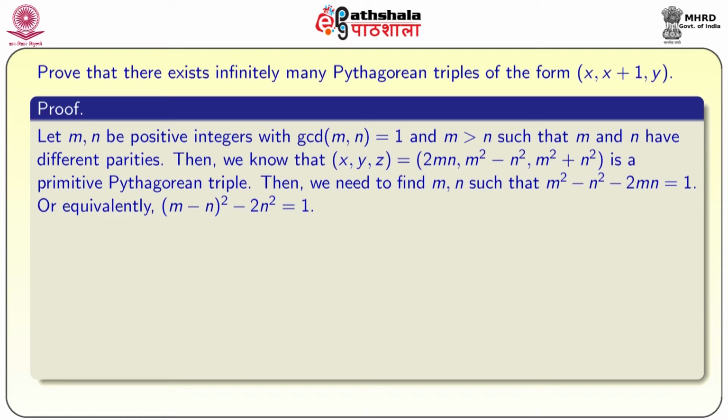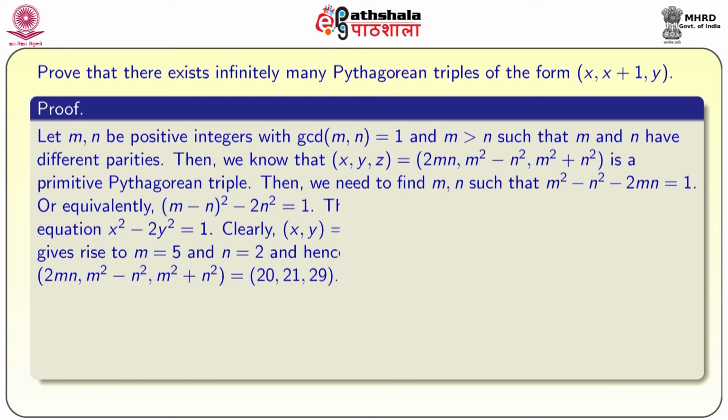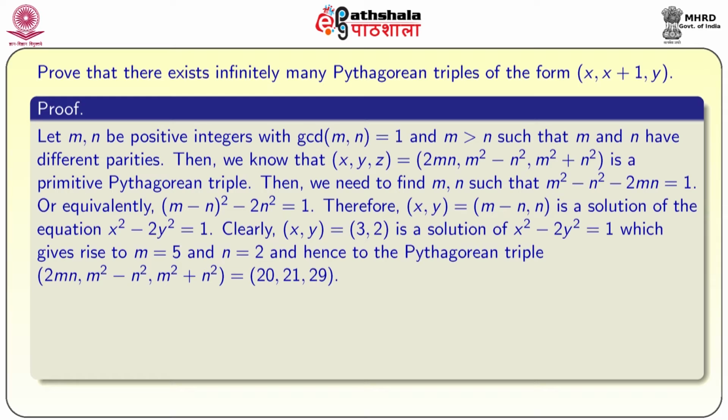Then we need to find m and n such that m² − n² − 2mn = 1, or equivalently (m − n)² − 2n² = 1. Therefore, (x, y) = (m − n, n) is a solution of the equation x² − 2y² = 1.